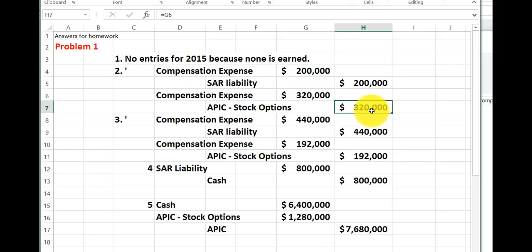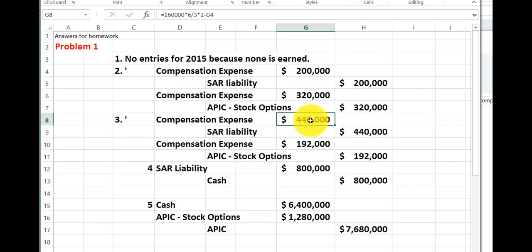Now, moving forward to the next year, we look at the stock appreciation rights, and lo and behold, the price has gone up. And so now each stock appreciation right is worth $6, the difference between the $26 and the $20. But some people have left the company and forfeited their stock appreciation rights. In fact, 20% of them, leaving 80% left, or 160,000 stock appreciation rights.